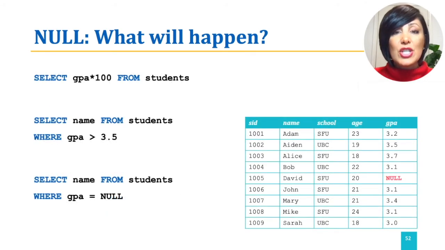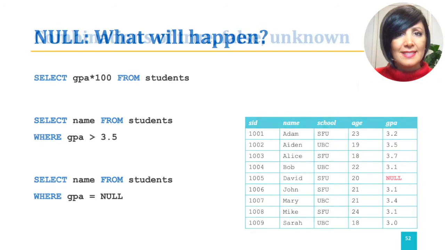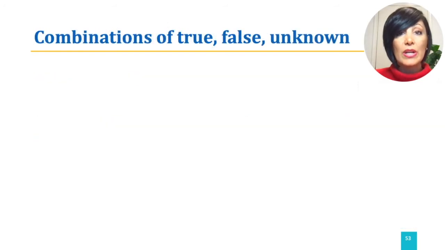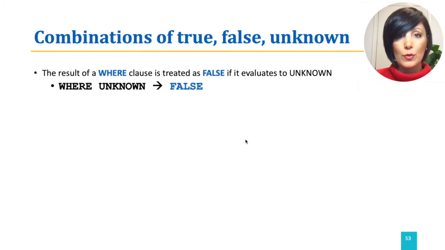Knowing the values we just discussed, can you find the returned results for the queries we saw earlier? The first query will return the GPA column, including the null value times 100, which is null. Neither of the second and third queries will return the name David. Based on the previous slide, can you tell why? We said that the result of a where clause is treated as false if it evaluates to unknown.